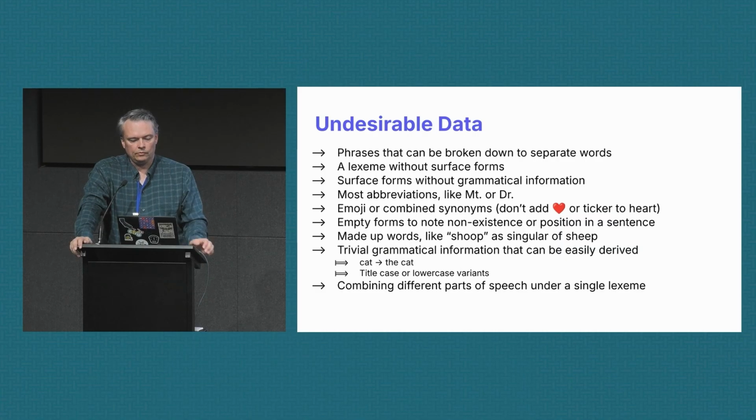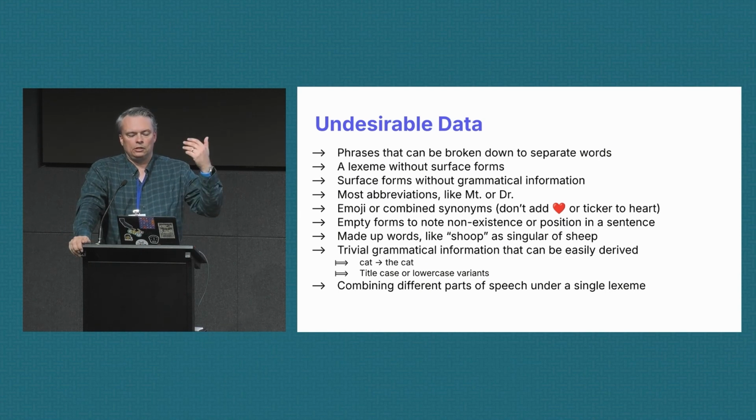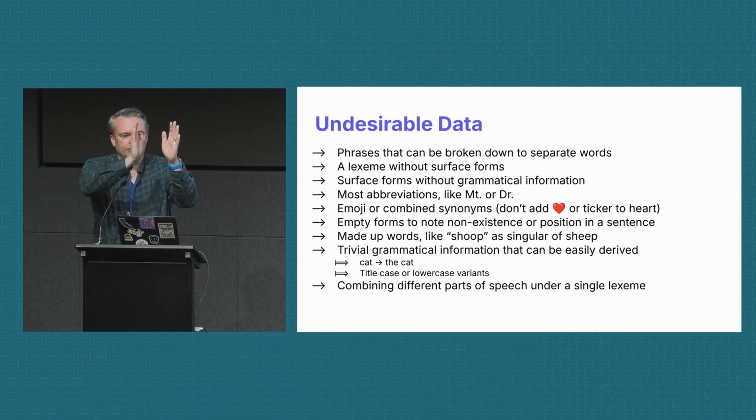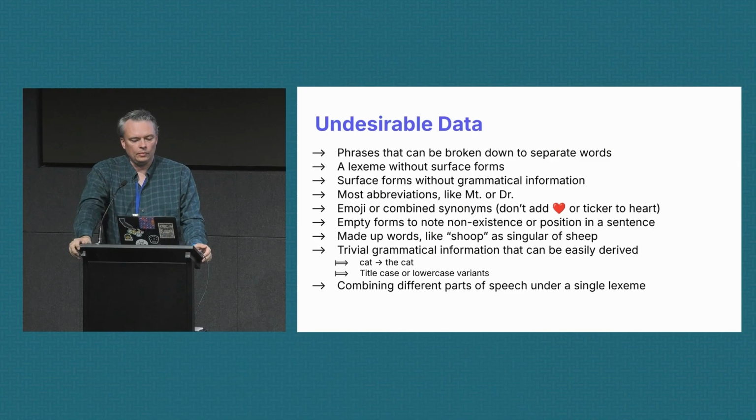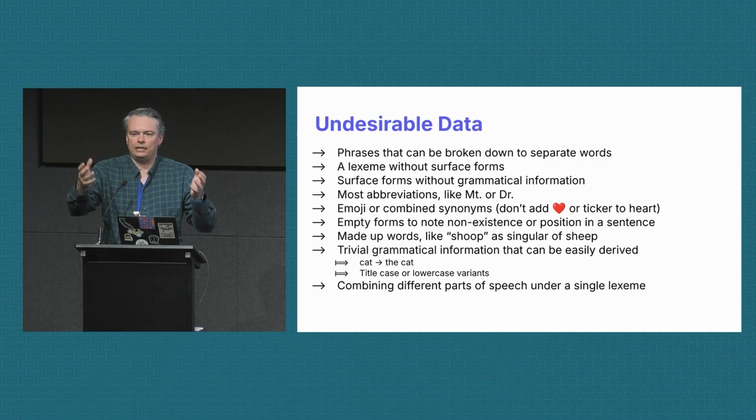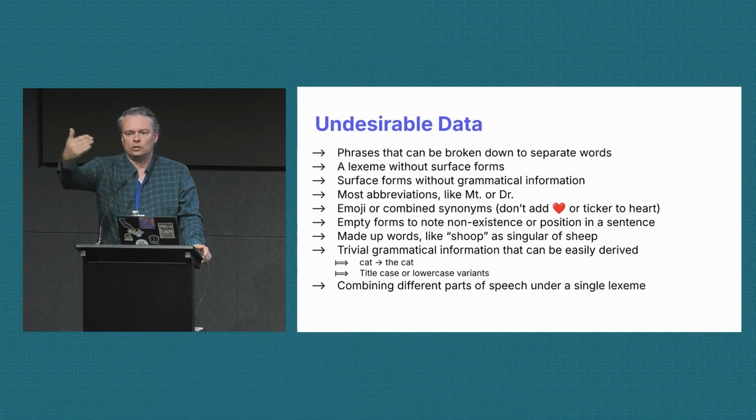The kind of data that we do not want to consider inside this project: phrases that can be broken down into separate words, like red car, blue car. You have the adjective red, or the color, and you can just separate that off from the noun. And the noun is car versus cars, and that's the only thing we care about. We don't really care if you add a word and you don't add any form that says, here's the singular form and here's the plural form. We really need that information so we can inflect between the forms. We don't care about the abbreviations like MT for mountain or DR for drive or doctor.